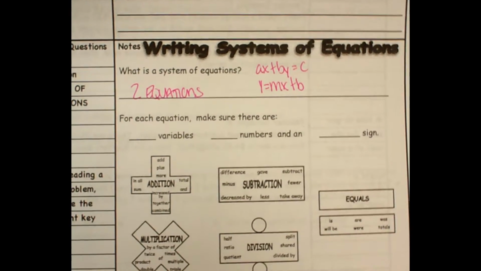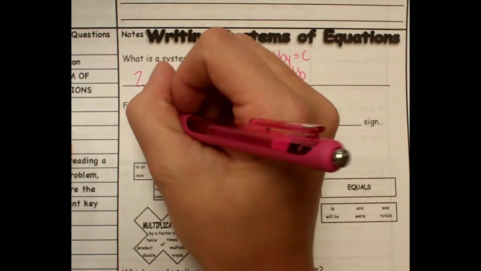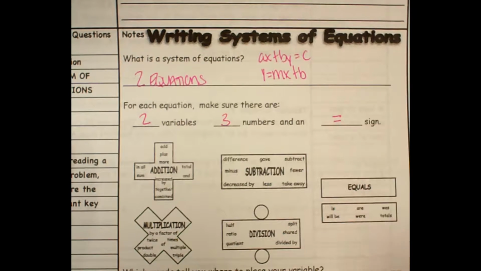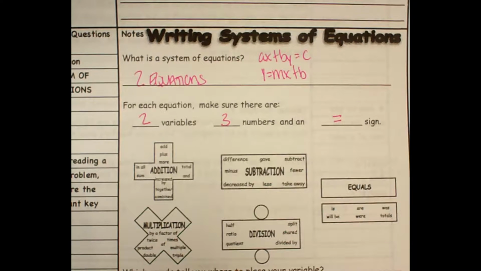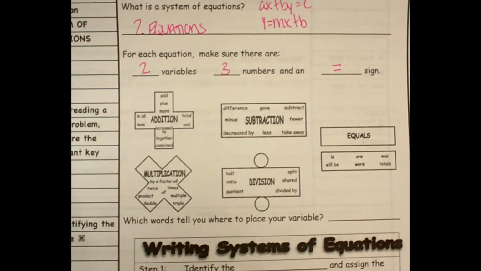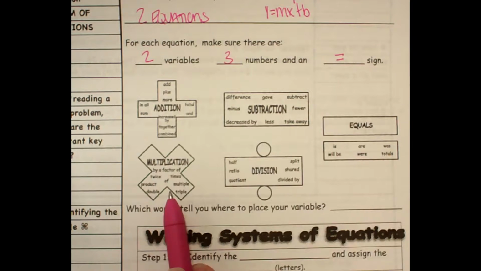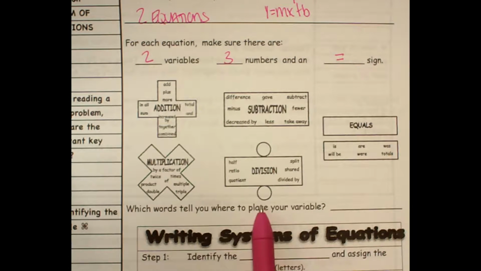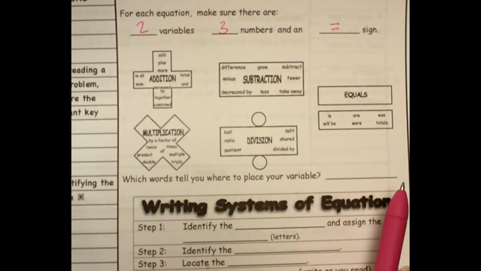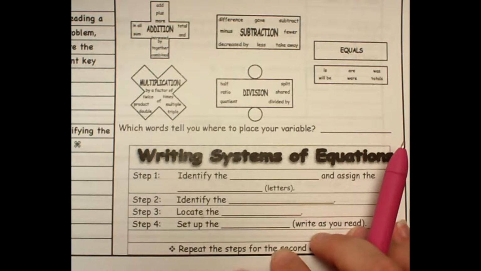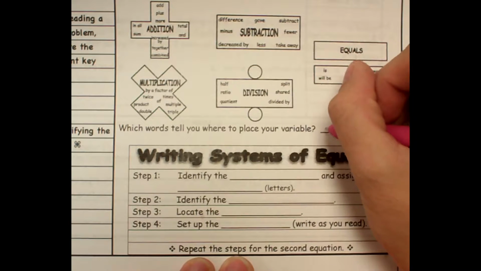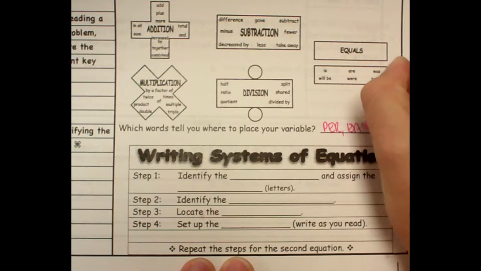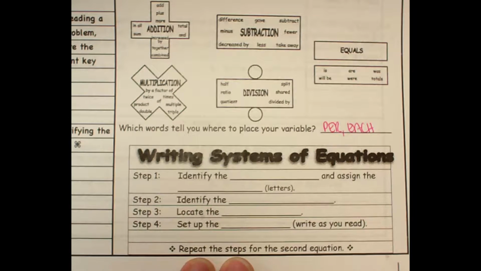So for each equation, you need to make sure that there are two variables, three numbers, and an equal sign. You have to make sure you have all of those things. So when reading a word problem, you need to make sure that you can tell what words mean what things, like the words that mean addition, subtraction, your equals, multiplication, and division. You also need to focus on which words tell you where to place your variable. Keywords that would tell you where to place your variable are per or each. Remember, that means you're going to put a variable next to that.